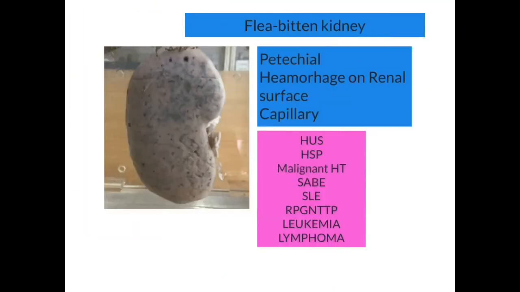Coming to the last part, that is the flea-bitten kidney. What is the basic pathology in flea-bitten kidney? There are small capillaries on the outer surface or cortical area of the kidney which break down and the RBCs come out. This is called flea-bitten. If you have seen any fruit in the garden that has been bitten by a flea, you will understand why it is called the flea-bitten kidney. So again, there are petechial hemorrhages on the renal surface and capillary breakage is the main reason.